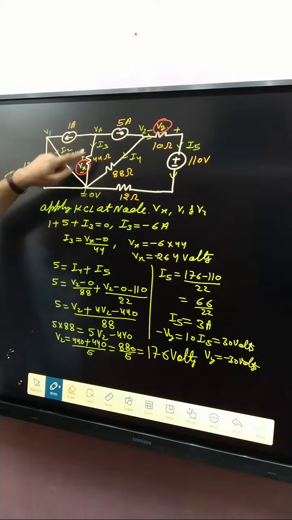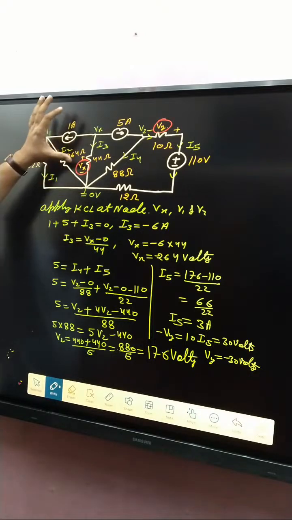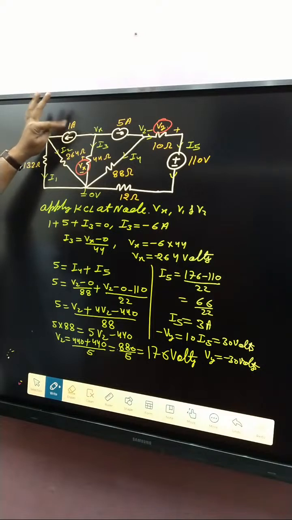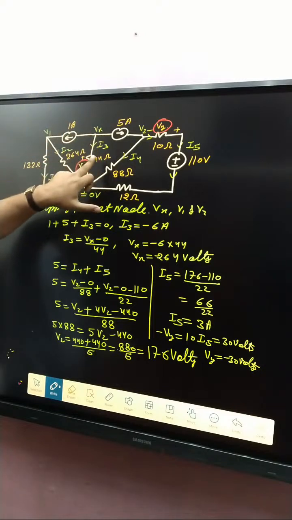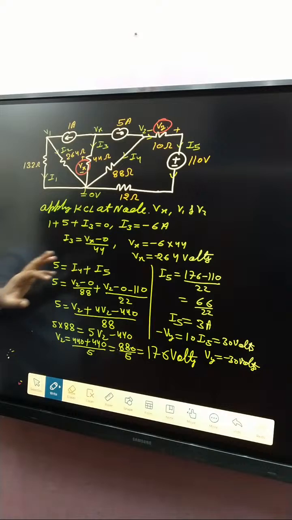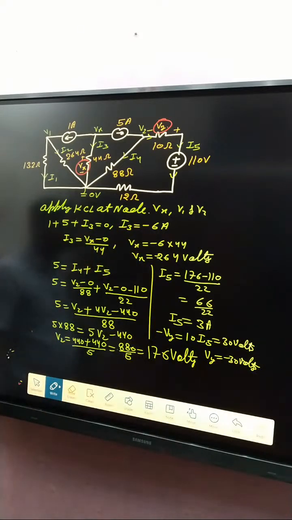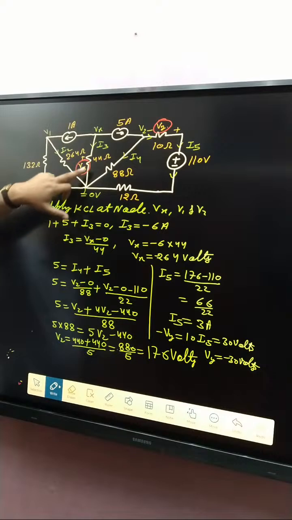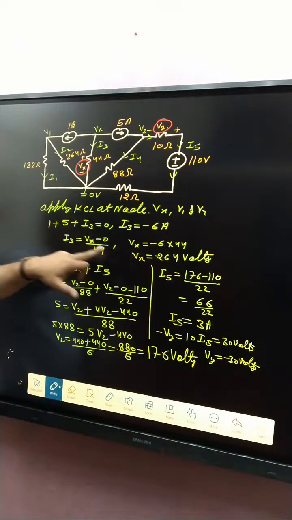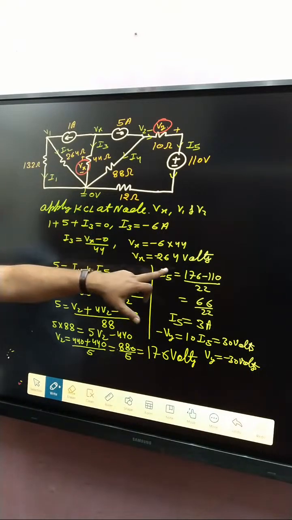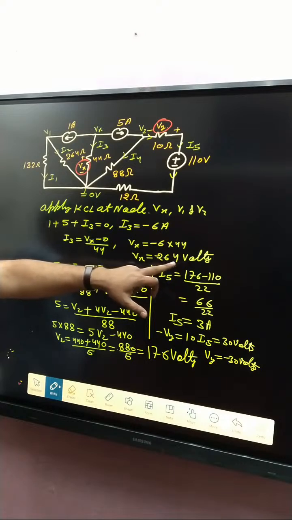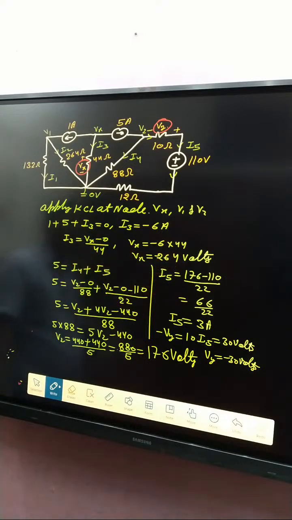Apply KCL. Then we get I1 plus I5 plus I3 equal to 0. So what about I3? I3 is how much? Minus 6 milliampere. After that, I3 is basically Vx minus 0 divided by 44. So we get Vx equal to minus 264 volt. Vx is minus 264 volt.